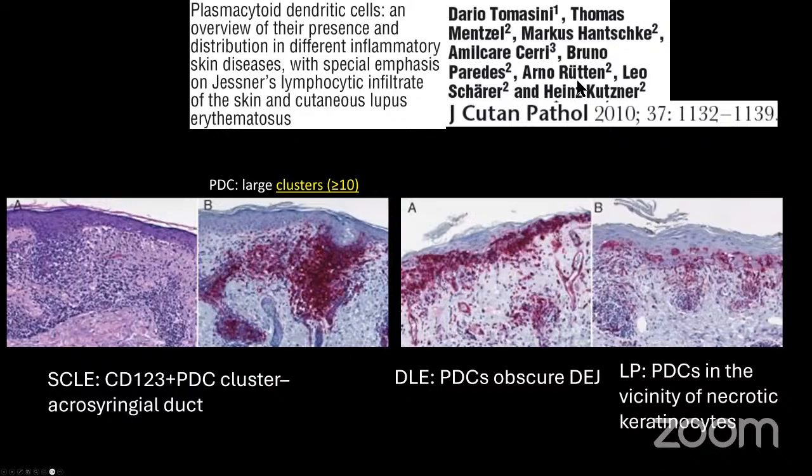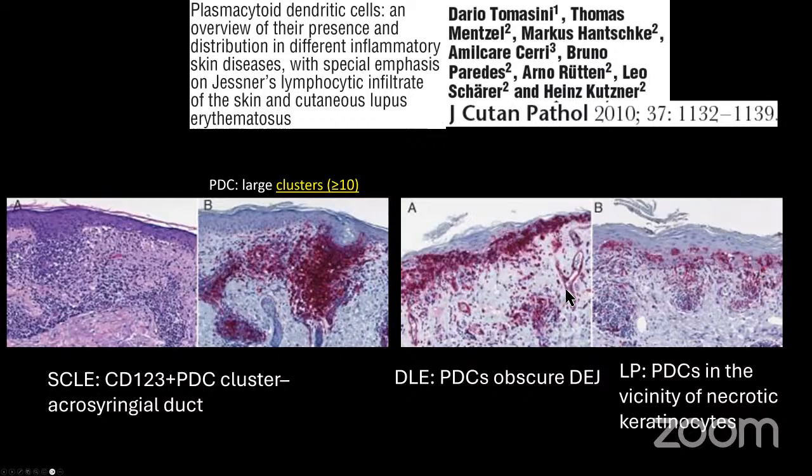This is another author, Tomasini, who showed also that you can really have these large clusters of plasmacytoid dendritic cells, usually over 10. If you have over 10, and some studies say over 20, then that helps you to firm up more of a lupus presentation. And here in contrast, you can see lichen planus with just some solitary ones.